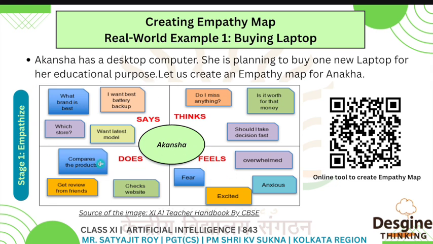So if you see here, we have already created an empathy map, where in the says quadrant we have listed out all the things that Akansha is saying aloud about her problem. So she's saying what brand is best. She's saying it to her friends, maybe, that what brand is best that she wants to buy.